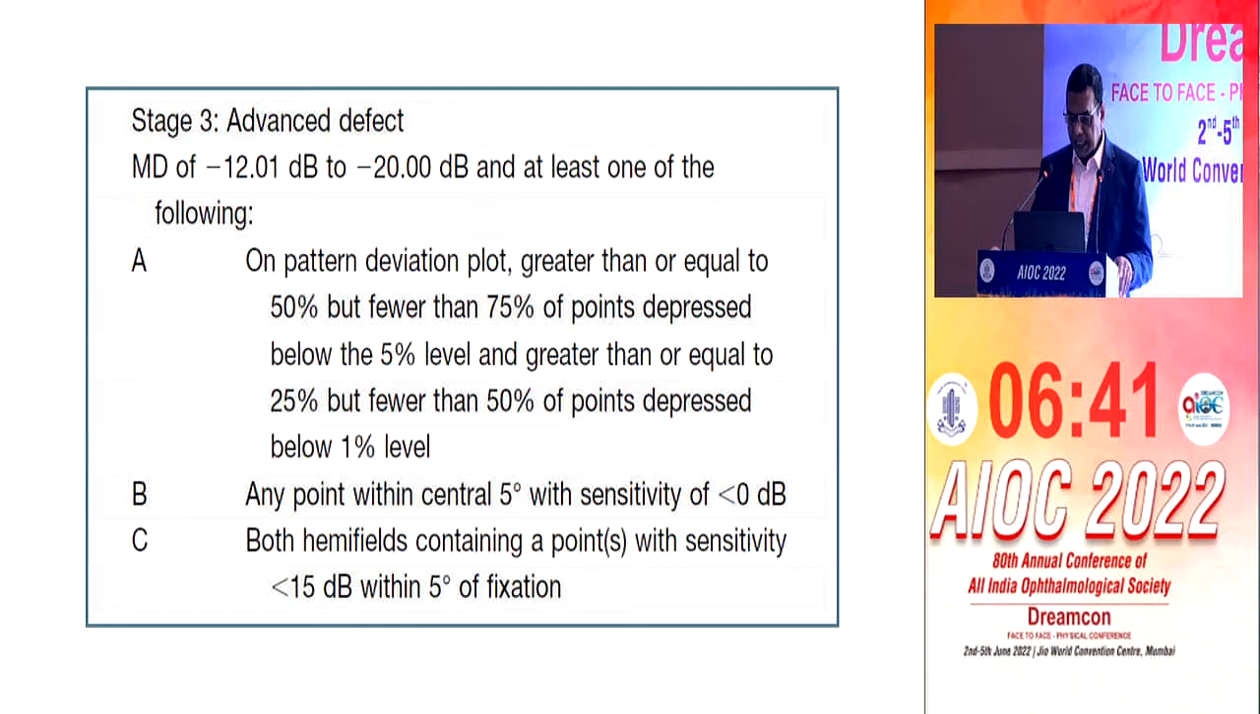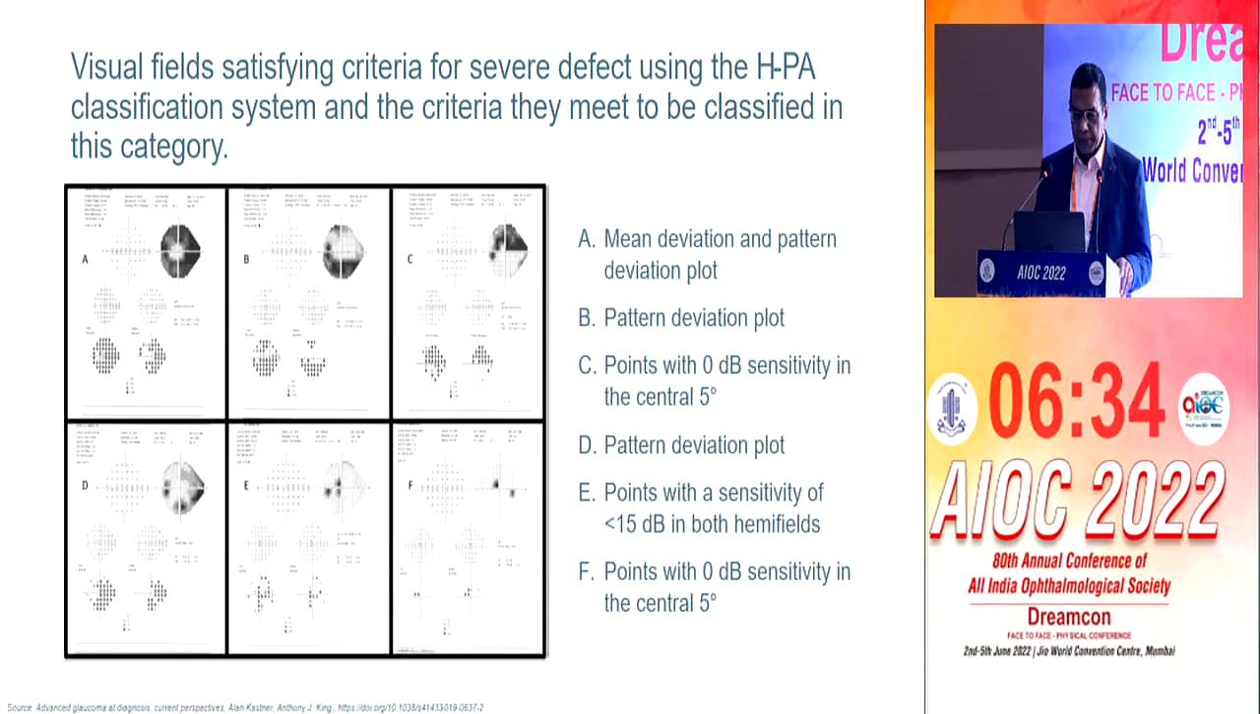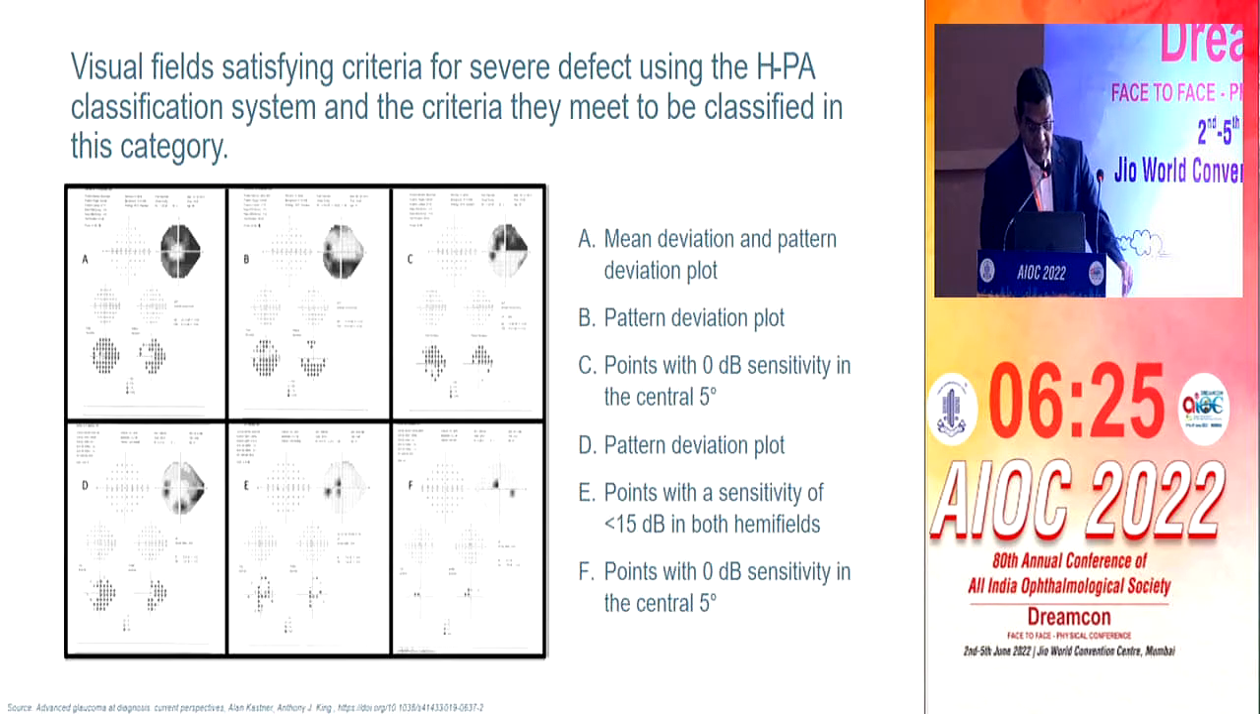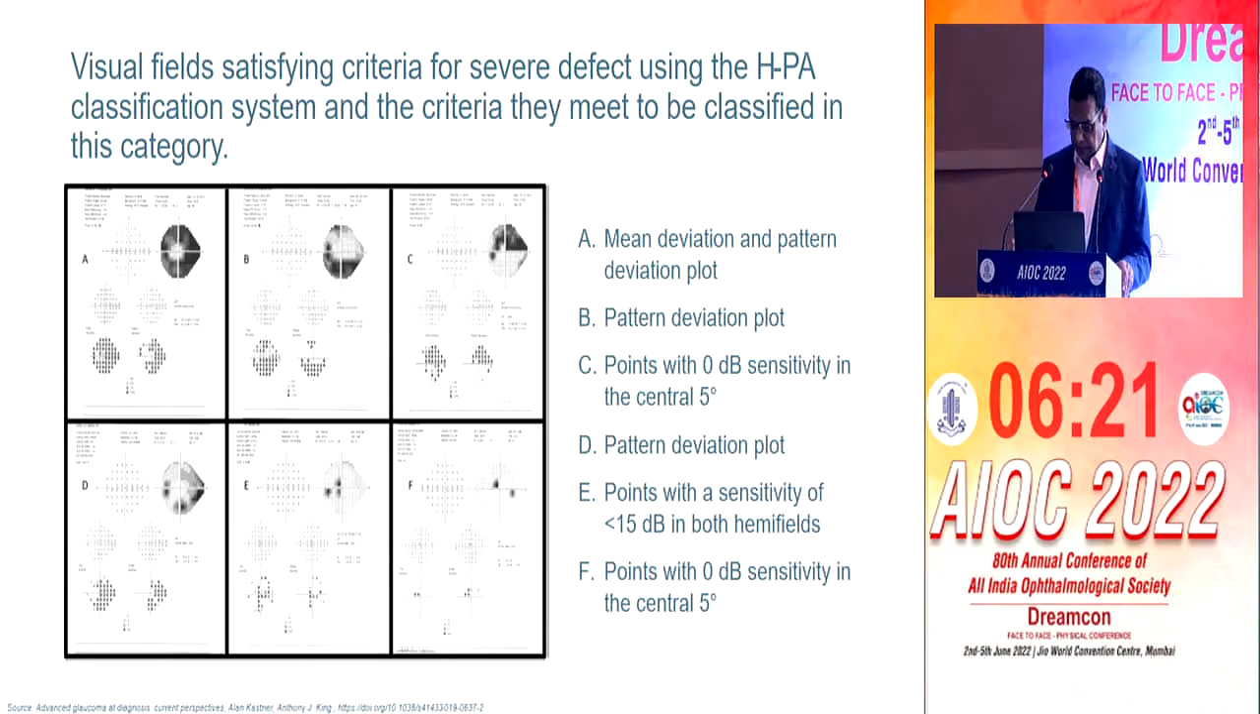Both hemifields containing a point with sensitivity of less than 15 decibel within 5 degree of fixation is important. Coming to this perimetric picture, when you see the picture, it seems obvious, but when you see the last one, you just miss that it is advanced glaucoma. When there are points of 0 decibel sensitivity within the central 5 degree, this case is an advanced glaucoma case.